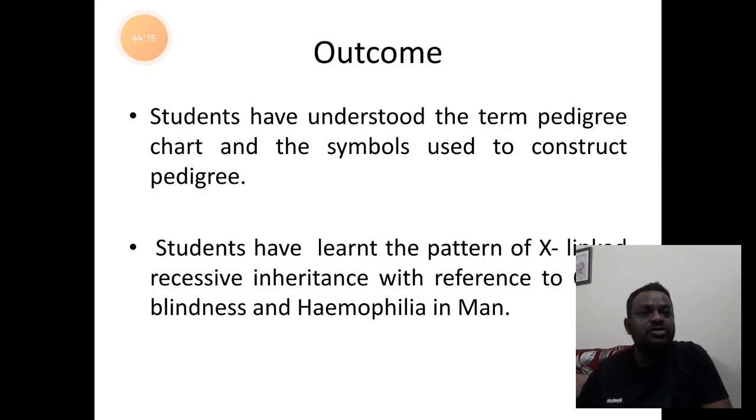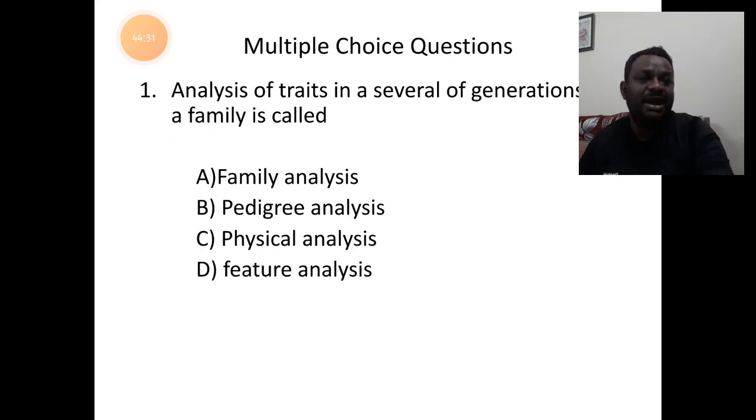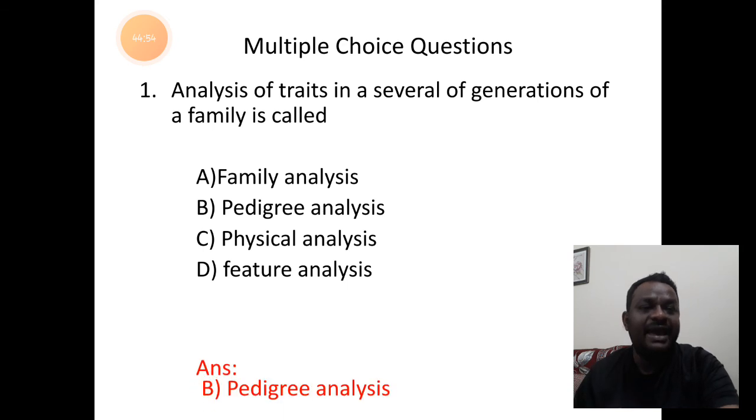The outcome of today's session is, students, you have learned and understood the concept of the pedigree chart, the symbols used to construct a pedigree, and also the pattern of X-linked recessive inheritance related to color blindness and hemophilia in man. After understanding the concept, let us now try to answer the multiple choice questions. Question 1. Analysis of traits in several generations of a family. What do you call this condition? Option B, pedigree analysis.